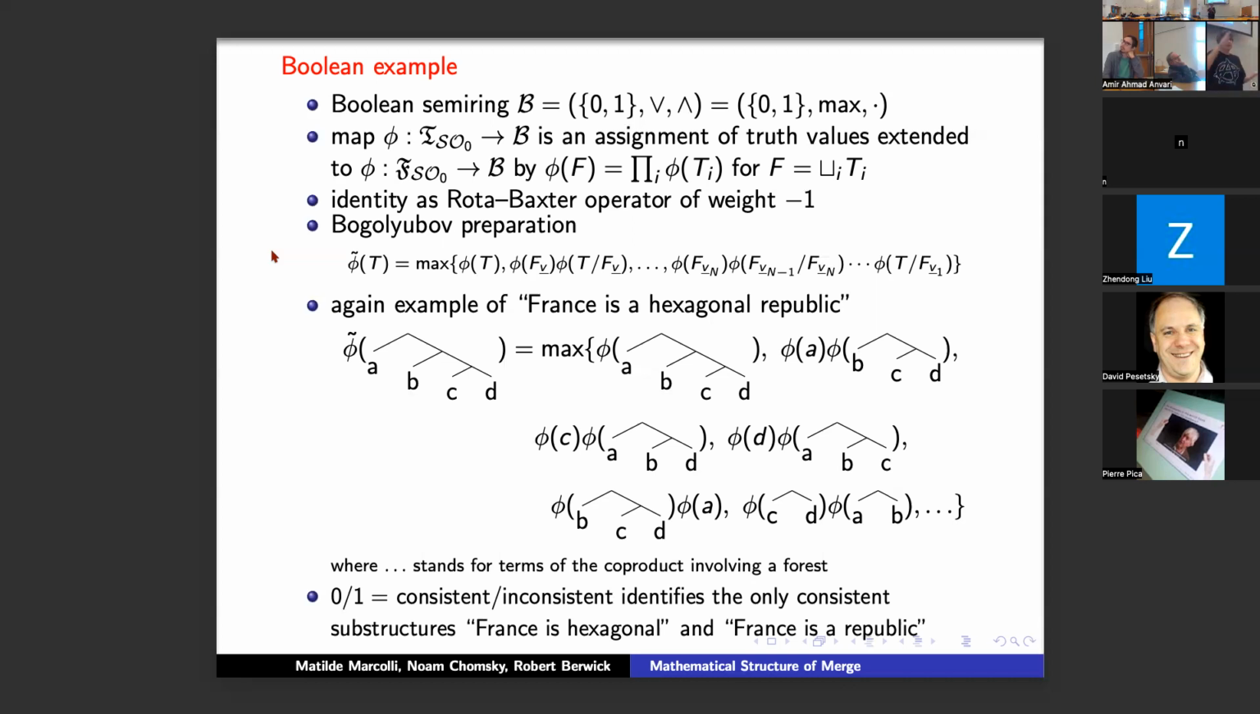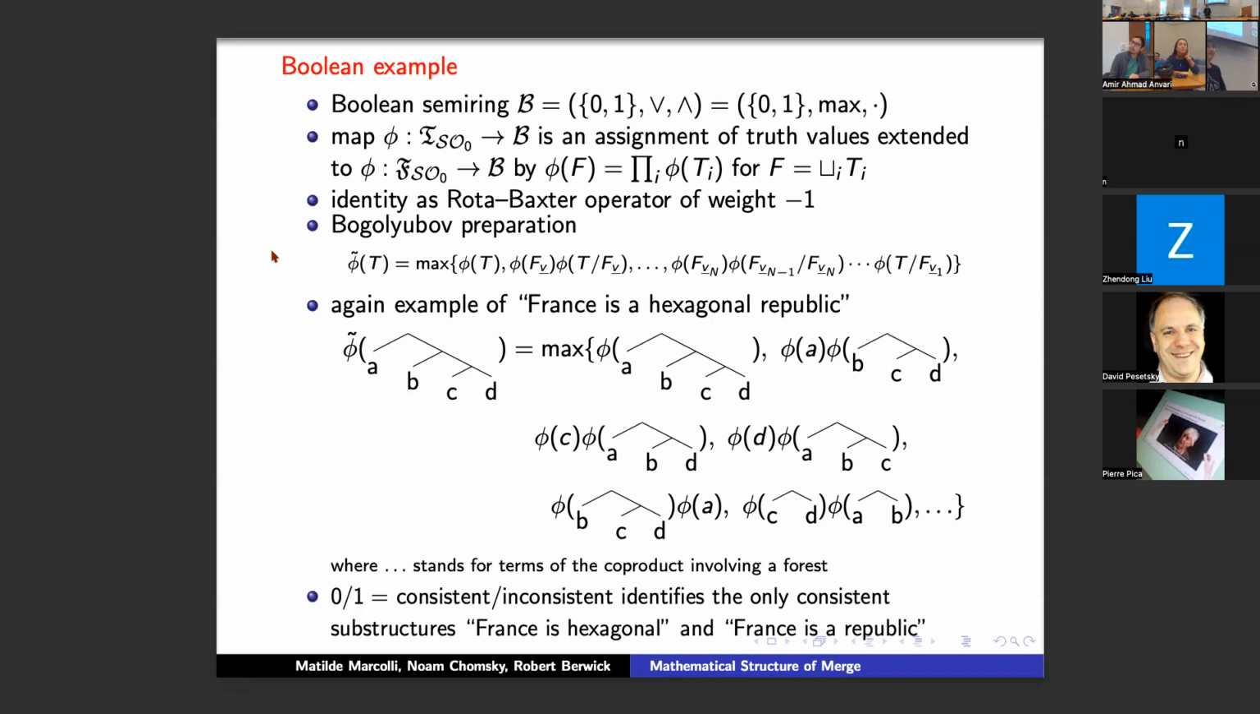And of course, if you have some in-between values, not just 0 and 1, which tell you what is the likelihood that these two things go together, then you can put everything to 0 when the value is too low, and put everything to 1 when the value is sufficiently high. And that's your threshold Rota-Baxter structure. So you can decide where you set the threshold between 0 and 1.